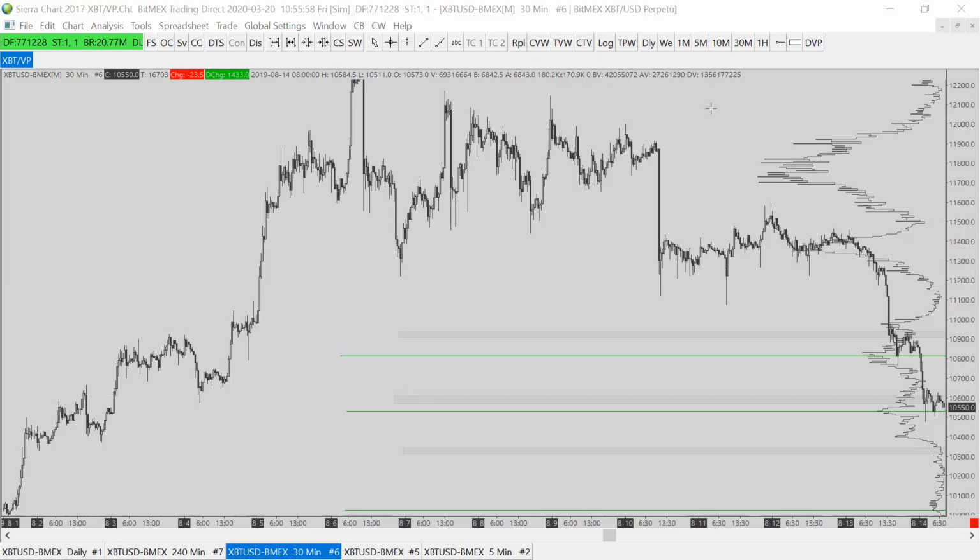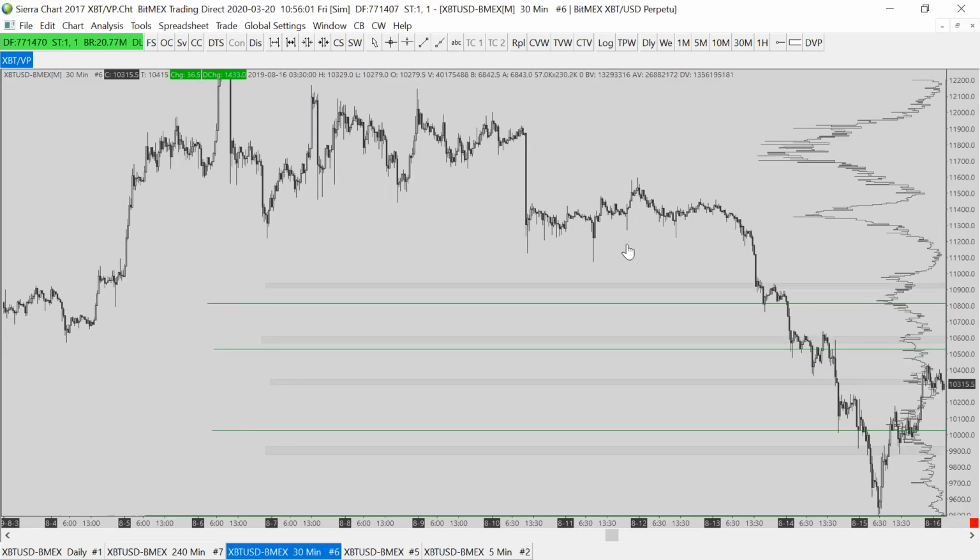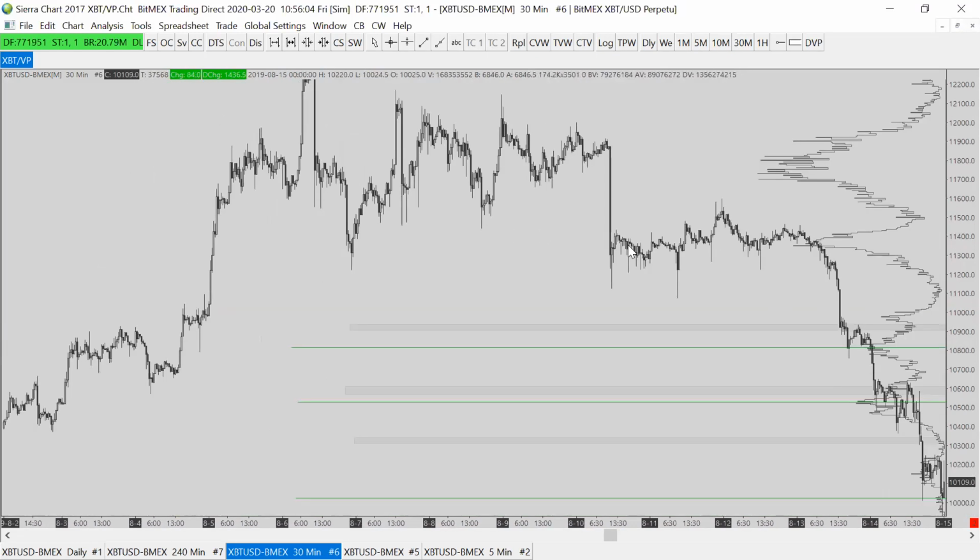You'll see that what generally happens is that price will stop or slow down and chop around at previous HVNs as it consumes the remaining liquidity there, and then it will flip the low volume nodes.